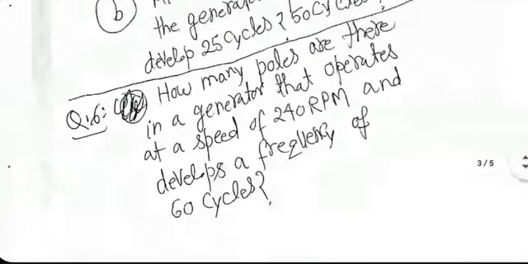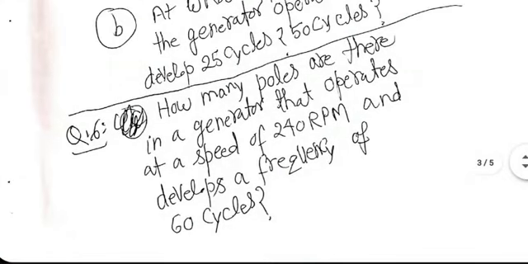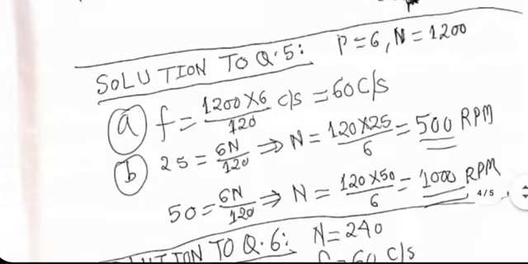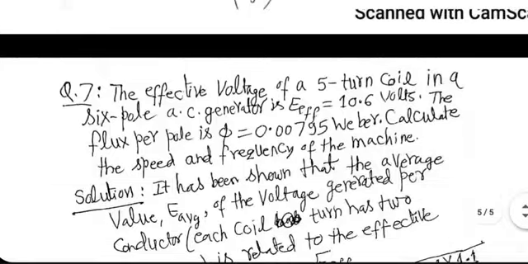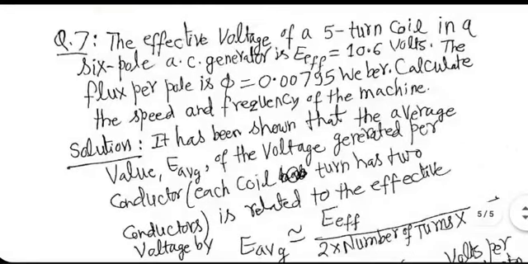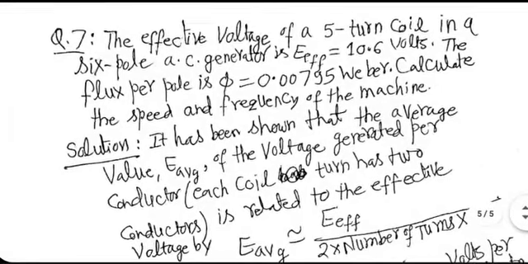And the last problem, let's see, what does it say? How many poles are there in a generator that operates at a speed of 240 RPM and develops a frequency of 60 cycles? Okay, this is also based on the same equation. Solution is right here. It has got 30 poles. So all these problems are basically twisting the same equation this way or that way. Next question is more interesting, and I may not have given you all the equations that I'm going to be using in the solution.